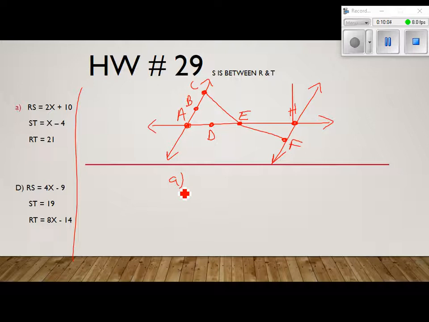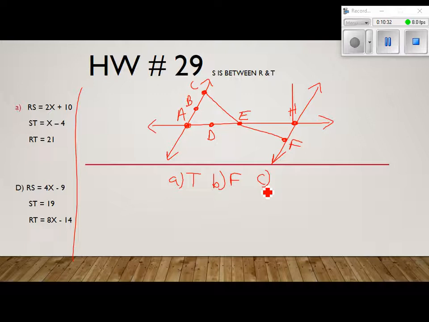B is between A and C. B between A and C? Yeah. Remember, to be between, they have to all be collinear to each other. All right? They all have to be collinear. C is between B and E. C is between B and E. False. Letter C.